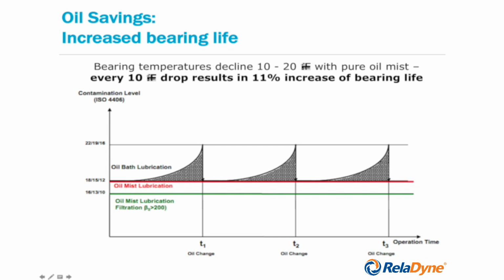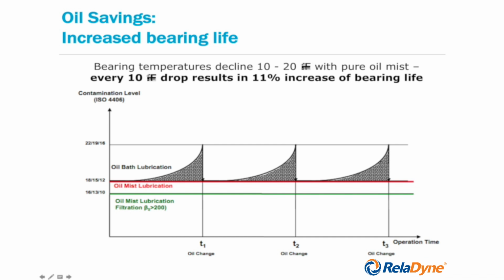Whenever you have a contamination level which reaches a certain ISO number, in this case, you can see next to the horizontal black line, the ISO number is 22/19/16. That is when the bearing manufacturer insists on changing the oil.